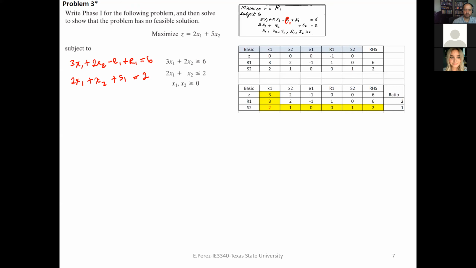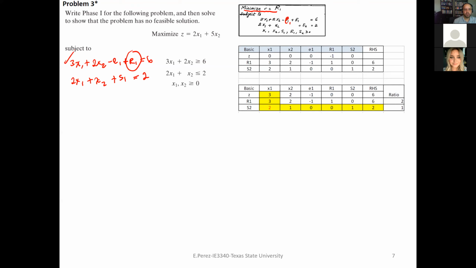So when we set up the first phase, we only need one artificial variable, r1. So that's why our objective function is the minimization of r equals r1, subject to 3x1 plus 2x2 minus e1 plus r1 equals 6, which is this constraint right here.